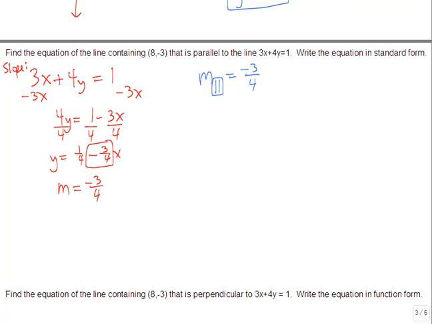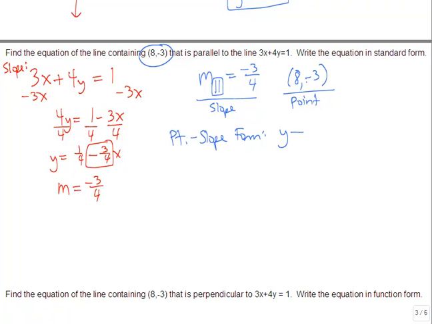What else do we know about our line? We know that our line has to go through (8, -3). So look at what we have. We have a point and we have a slope. So if we have a point and a slope, we're going to use point-slope form. That's the one that says y minus the y value, and here the y value of my point is -3, equals the slope m, which we just found out was -3/4, parentheses, x minus the x value, and the x value here is 8. Now we need to clean this up.